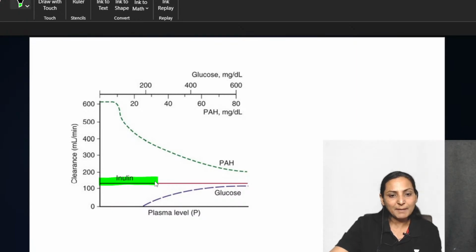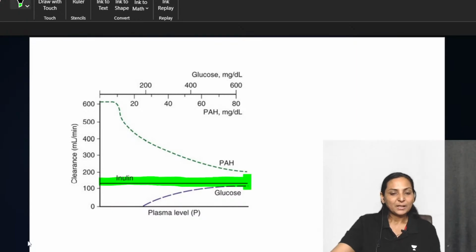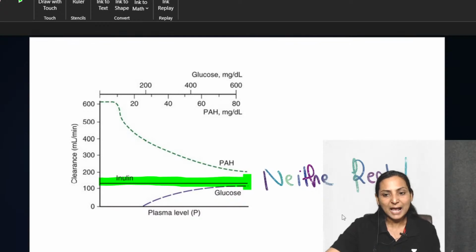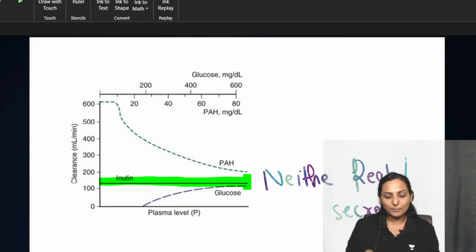This is my inulin. On the x-axis we have taken the plasma level and on the y-axis we've taken clearance. Why is this inulin? It is inulin because inulin is a substance which is neither reabsorbed nor secreted. It is something which is only filtered, and you're getting a straight line, right?